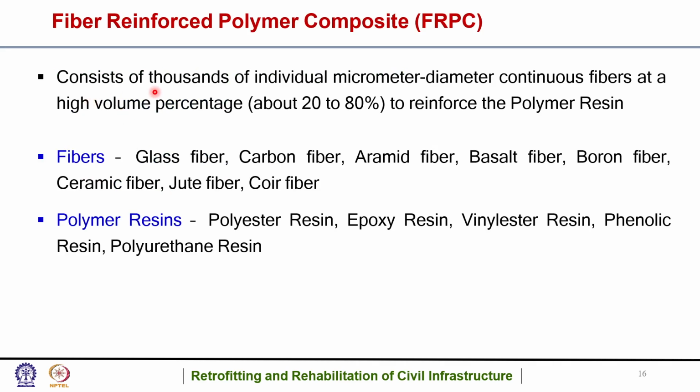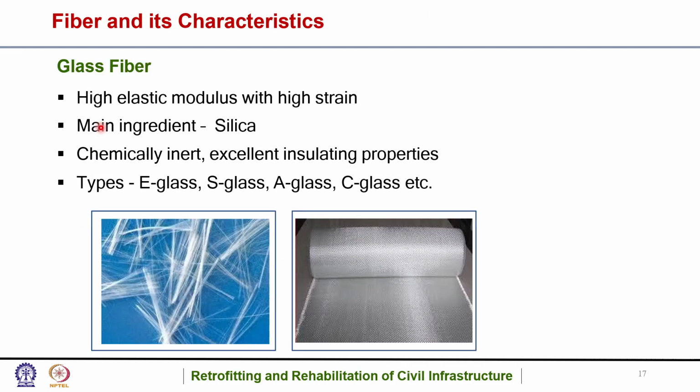So they consist of thousands of individual micrometer diameter continuous fibers at a high volume percentage, which is about 20 to 80%, to reinforce the polymer resin. The fibers can be glass fiber, carbon fiber, aramid fiber, basalt fiber, boron fiber, ceramic fiber, jute fiber, and coir fiber. Whereas polymer resins can be polyester resin, epoxy resin, vinyl ester resin, phenolic resin, polyurethane resin, etc. So let us go through some of those fibers.